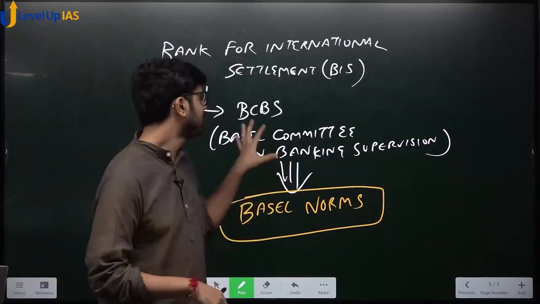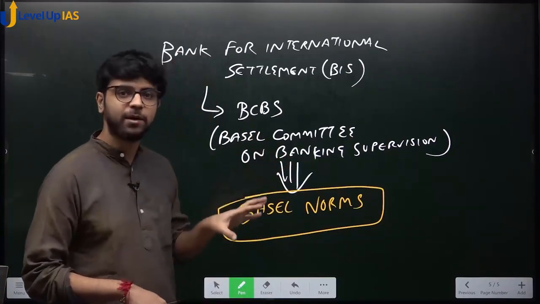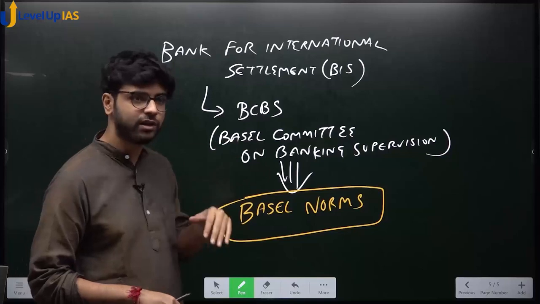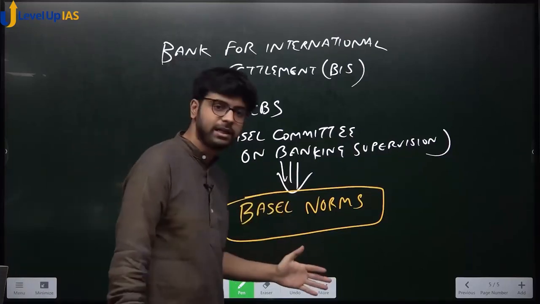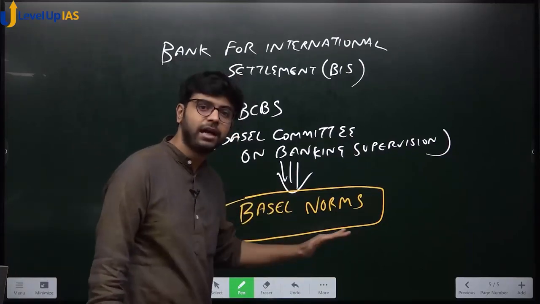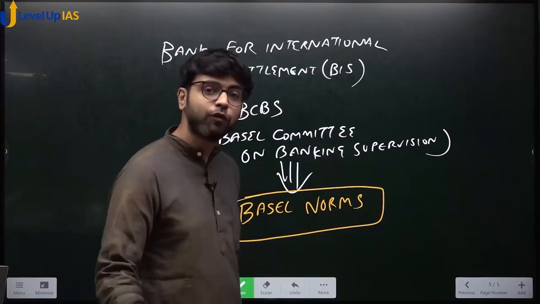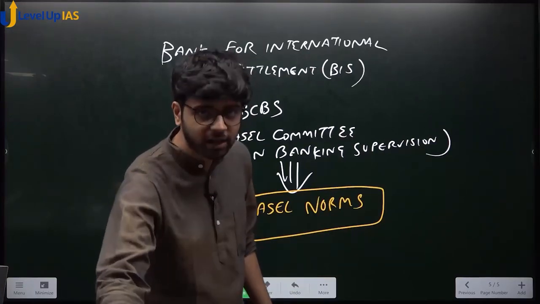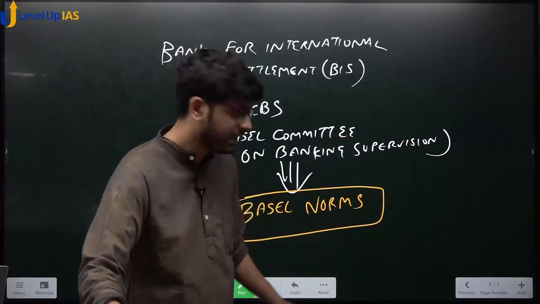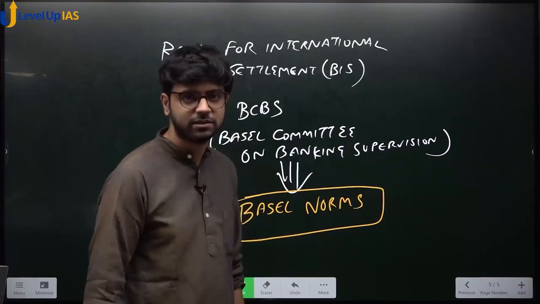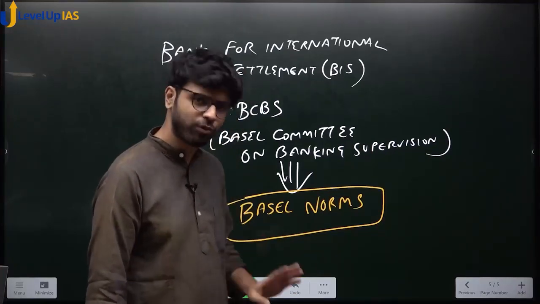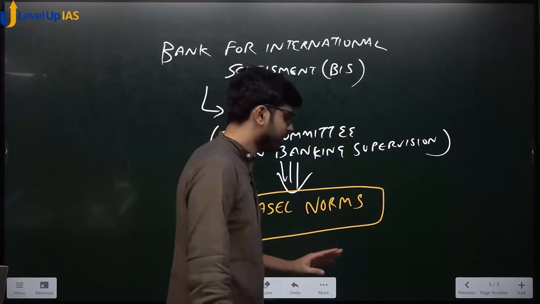This committee is comprised of 60 central banks all over the world, and they decide. So this committee said, this is the global standard for banking safety. If you want to follow it in your country, you can. If not, make sure that it is at least as safe as this. Follow something to be safe. Are you getting this? Okay?